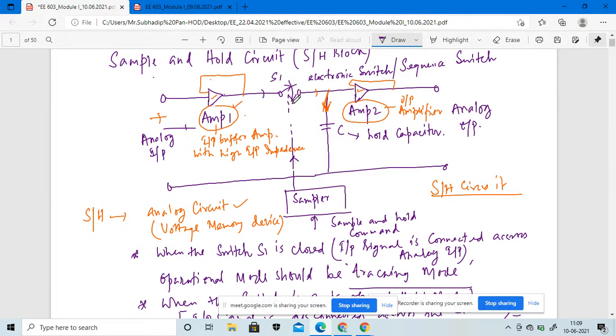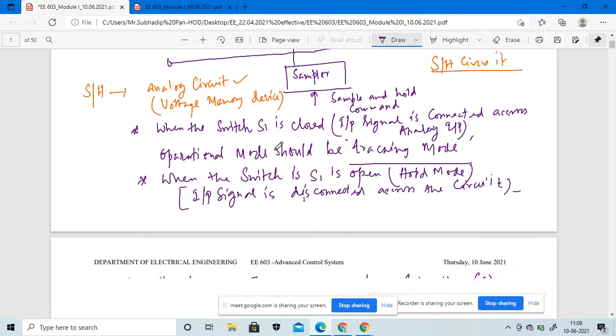Okay, so when the switch is open, that means the circuit will be disconnected, right? So then for that case, what will be the operation of this whole capacitor? That thing I am asking.